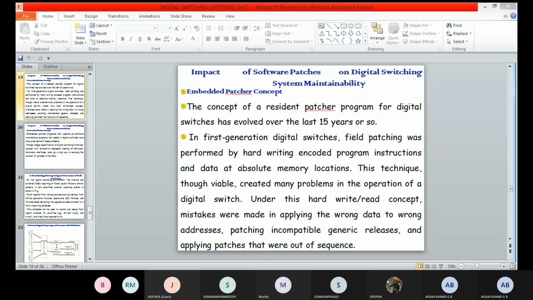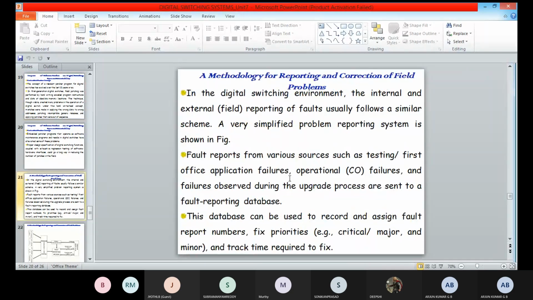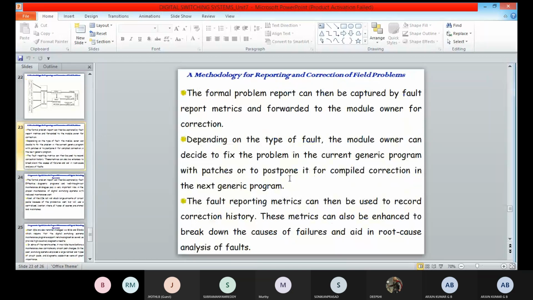Okay, where was the last class, where should we start from? The method for reporting and correction of field problems is over, no? That is over.